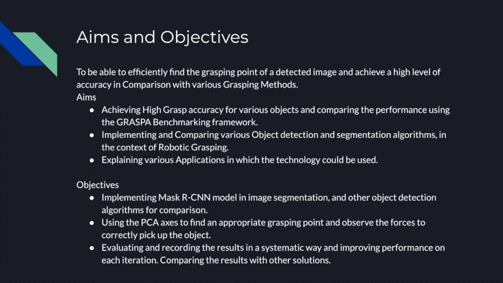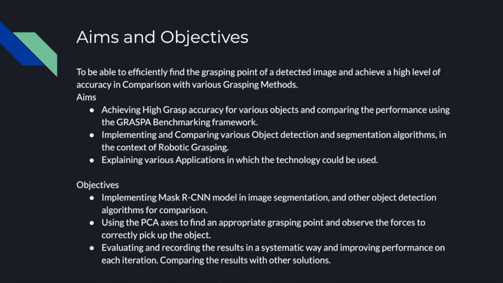The aims include achieving high grasp accuracy for various objects and comparing the performance using the GRASPA benchmarking framework, implementing and comparing various object detection and segmentation algorithms in the context of robotic grasping, explaining various applications in which the technology could be used.